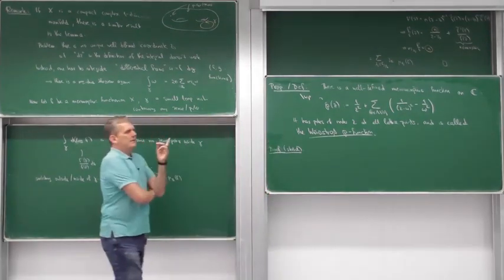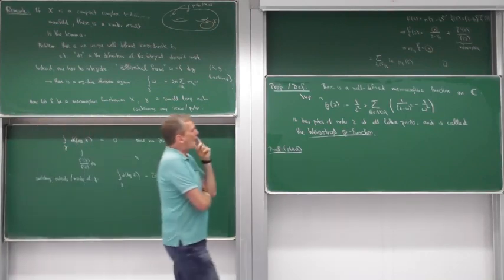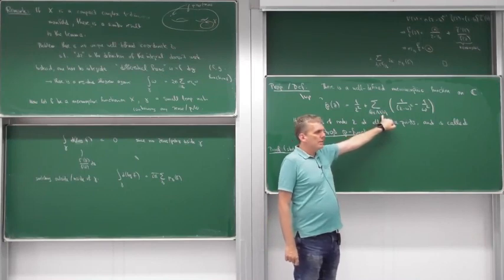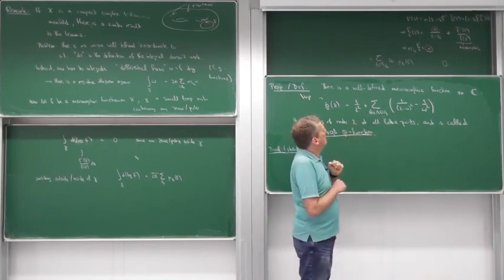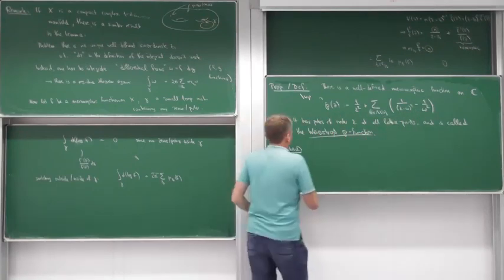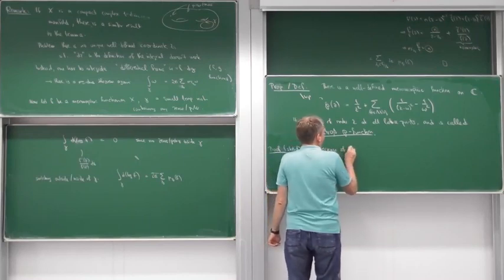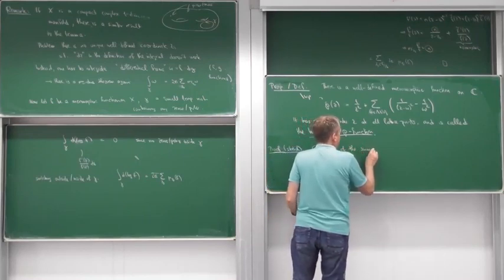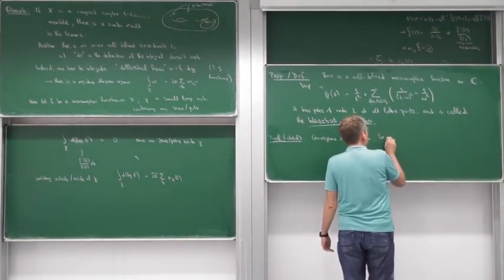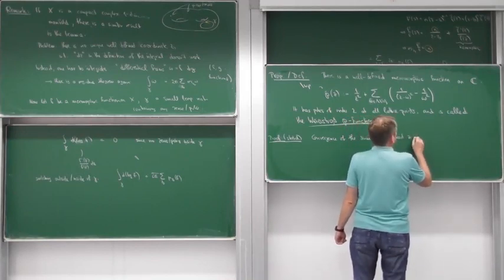So the main point, as usual with these expressions, is whether the sum here actually converges, right? So it's a sum over a lattice, so it's like a double infinite sum. And of course, the question is whether the sum converges. Right? And let's have a look at this. Convergence of the sum. So for a fixed z, which is not on the lattice.